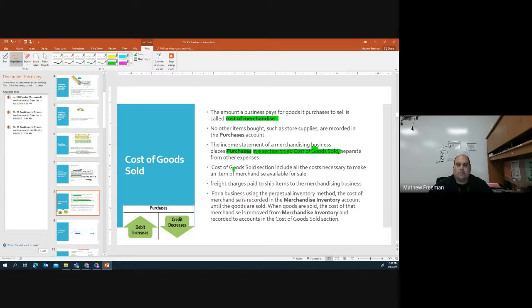Cost of goods section includes all costs necessary to make an item of merchandise available for sale. Freight charges paid to ship items to the merchandising business, okay? So if you pay to get it to you, not to ship it out to the customer. So if I purchase a good and had freight, I'm going to add that into my cost of good because that's going to increase my price of good.